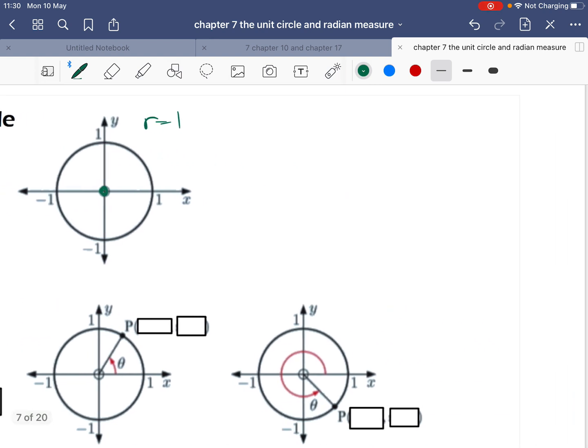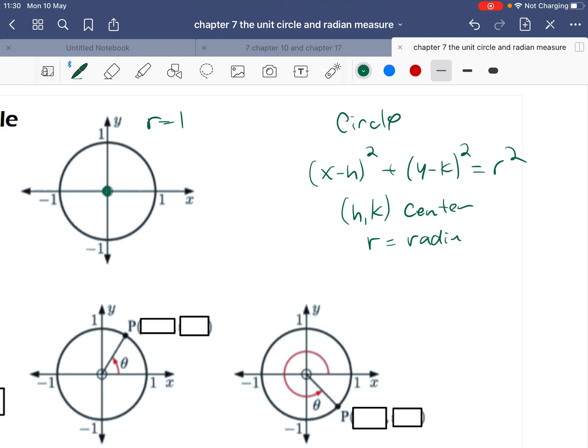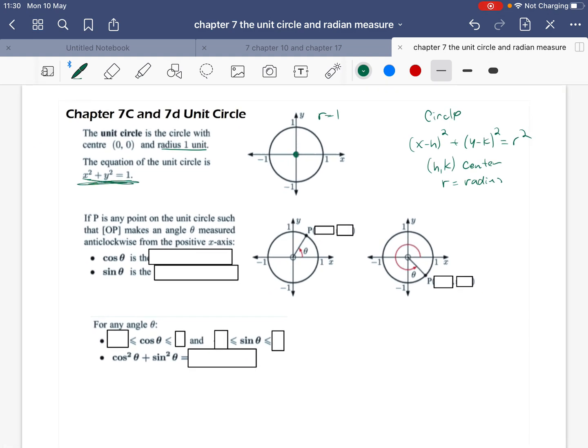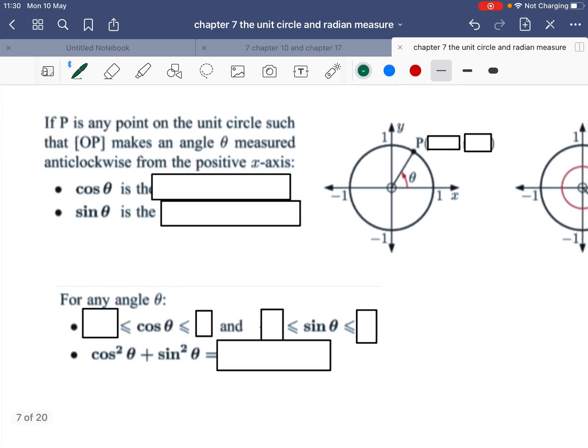The equation of this unit circle is x squared plus y squared equals 1. That's the equation of a circle. The equation of a circle is (x minus h) squared plus (y minus k) squared equals r squared. (h, k) is the center, and r is the radius. Okay, so right here, if we have x squared plus y squared equals 1, the center's at (0, 0) and the radius is 1.